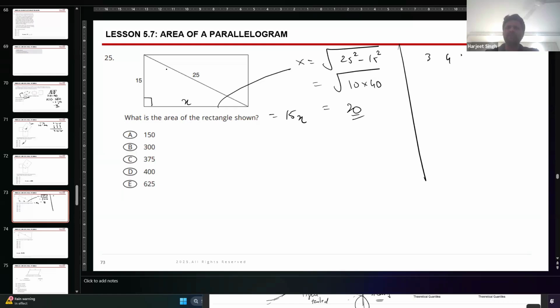3 is to 4 is to 5. Multiply by 5 and we get 15 is to 20 is to 25. And this x is 20. So hence area of the rectangle is 15 into 20 is 300.